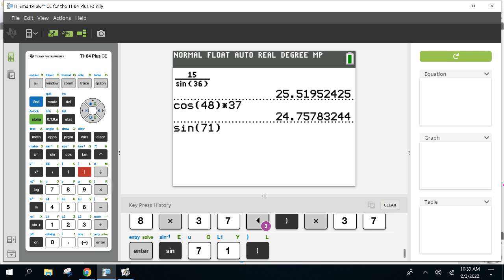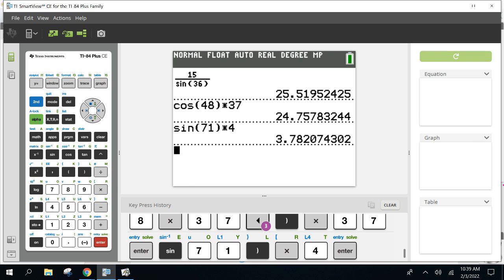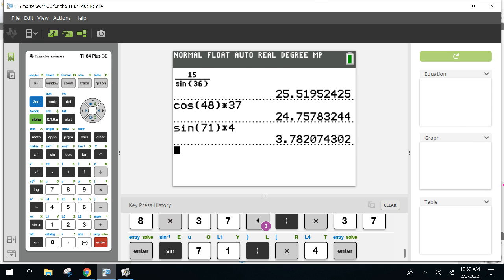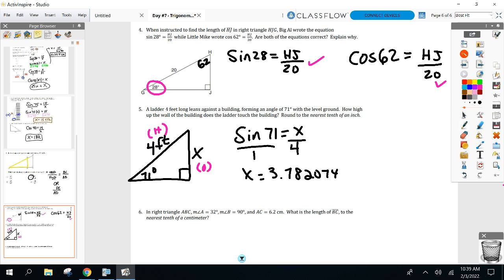Sine 71 times 4. Was my calculator going to give me a crazy error? No, it didn't. Everyone's calculator gave them the same thing? I did, yeah. Oh, we're not far from done. No, we're not. We got a problem. And this is going to start happening now. And it's awareness, reading carefully.